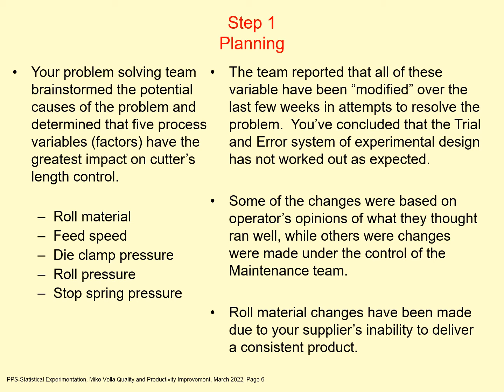You've concluded that the trial and error system of experimental design has not worked out as expected. Some of the changes were based on operators' opinions of what they thought ran well, while other changes were made under the control of the maintenance team. Unfortunately, your roll materials have been changed due to your problem with your supplier's inability to deliver a consistent product.